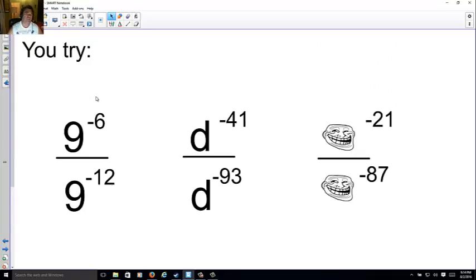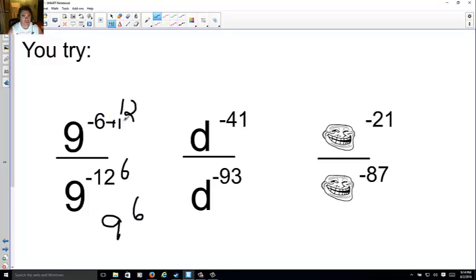Now you try. Go ahead and try these three. Let's see how you did. Well, they switch places, so this becomes 9 to the 6th down here, this becomes 9 to the 12th. So you have 12 up here and 6 down here, and they fight it out, and top wins by 6. Or you can just take negative 6 plus 12, and that makes positive 6 either way. Same deal here. I'm going to switch this to positive 41 down here, positive 93 here, and top wins by 52, so D to the 52.